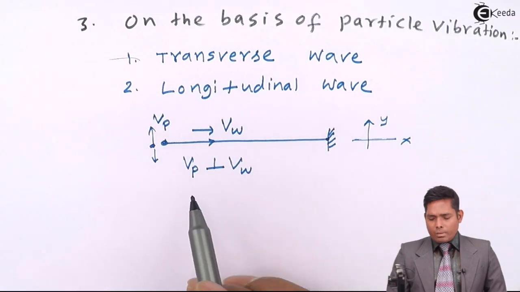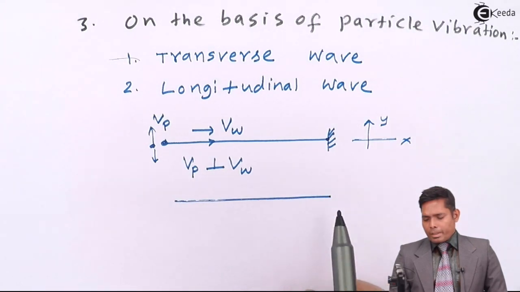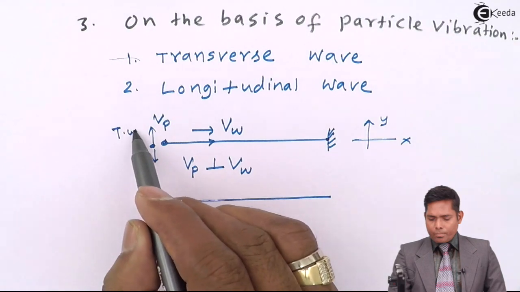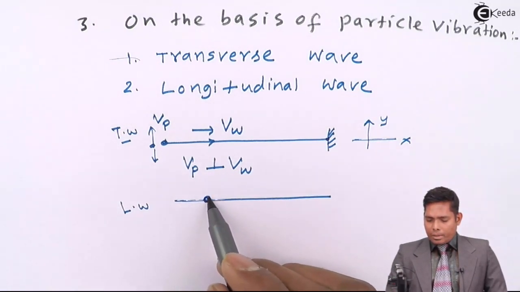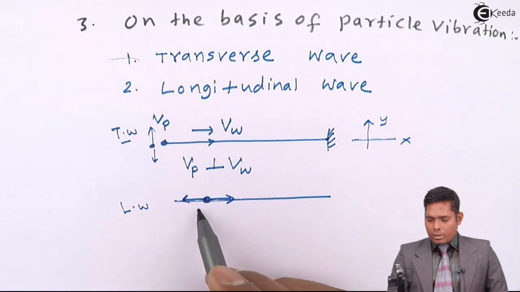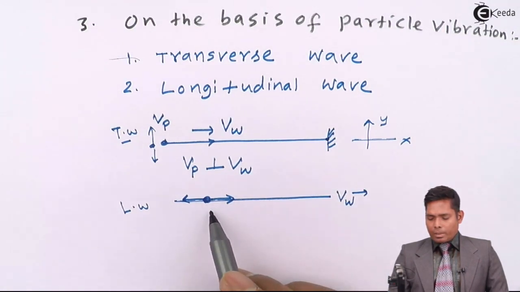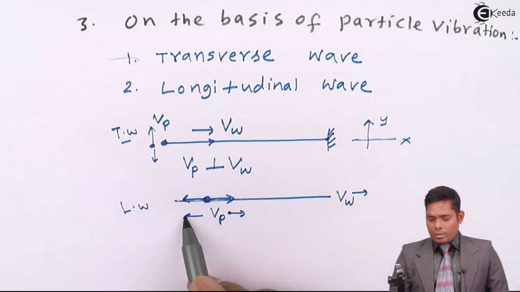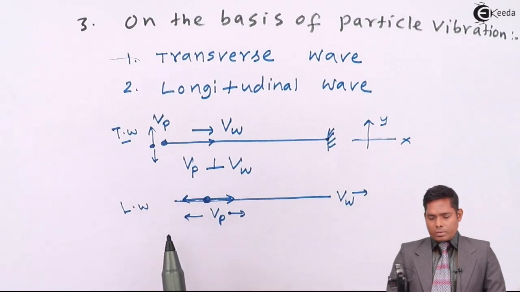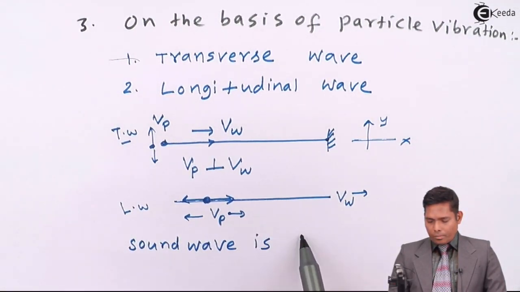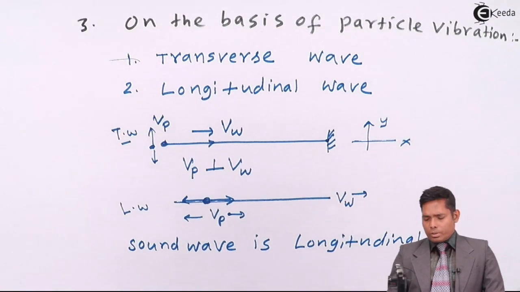Similarly, this is the case of transverse wave, and this is the case of longitudinal wave. If a longitudinal wave travels in this direction and the particle moves to and fro, back and forth along the direction of propagation of the wave, so the wave velocity is in this direction and the particle velocity is in this direction or the opposite, then this type of wave motion is called longitudinal wave motion. Sound wave is longitudinal. We'll discuss that in detail later on.